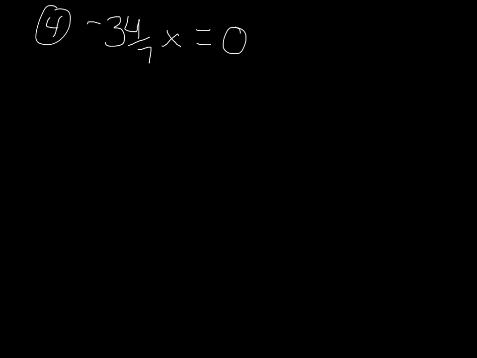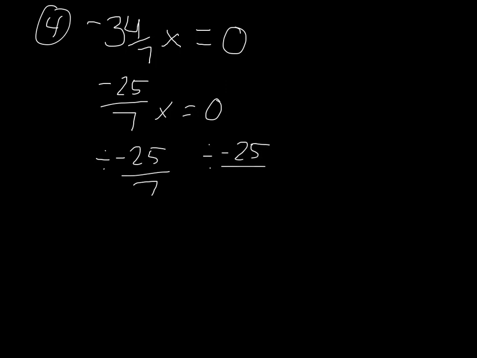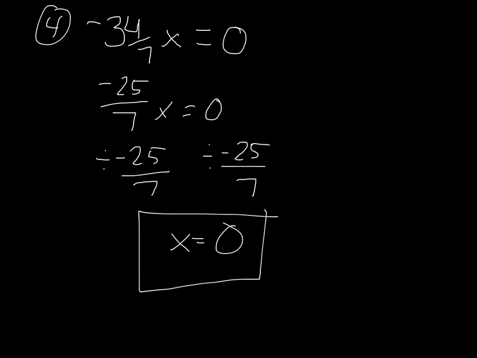7 times 3 is 21, plus 4 more is -25/7 x equals 0. Okay, so if I divide both sides by -25/7, well, 0 divided by -25/7 is always going to be 0. So our x is going to equal 0, which makes sense because -3 4/7 times 0 would give us our answer of 0. So, I'm glad we had an easy one there.